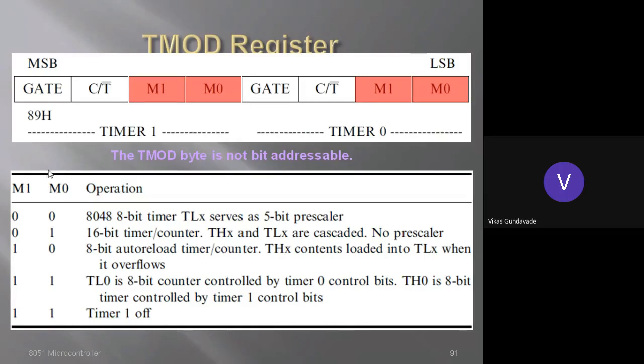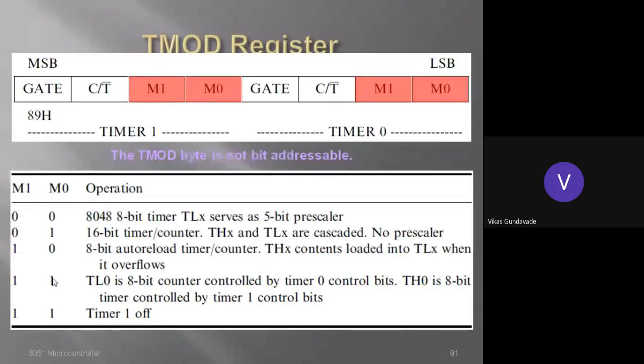When these 2 bits are 0, 1, then it is called 16-bit timer counter mode. So here all the 16 bits, that means 8 bits from TH and 8 bits from TL, both these 2 registers are used to set the count. So the maximum count will be from 0000 to FFFF. So that much count we can store into the 2 registers.